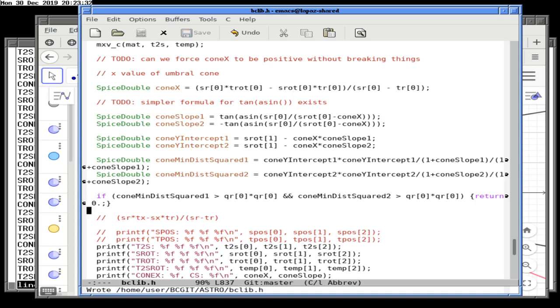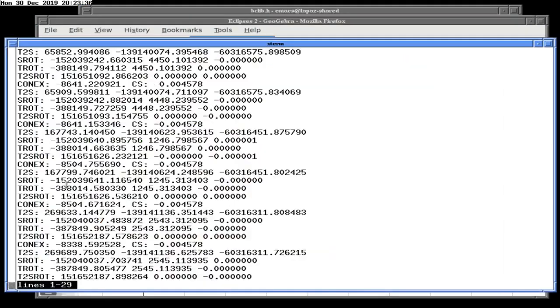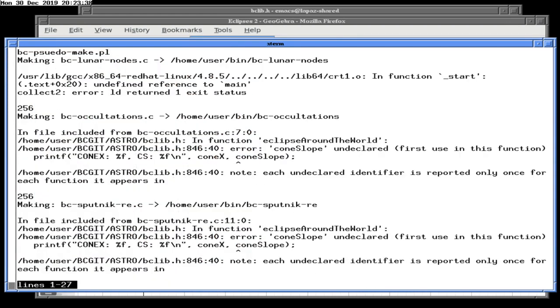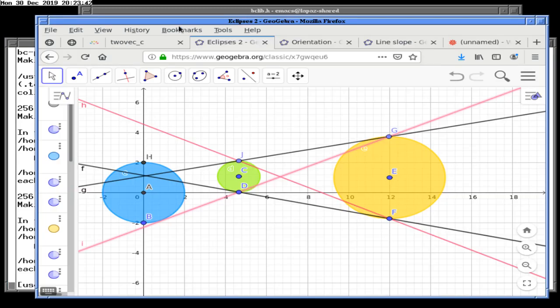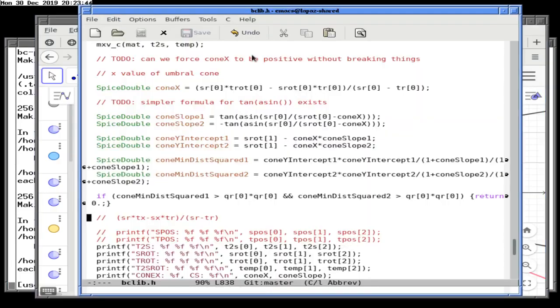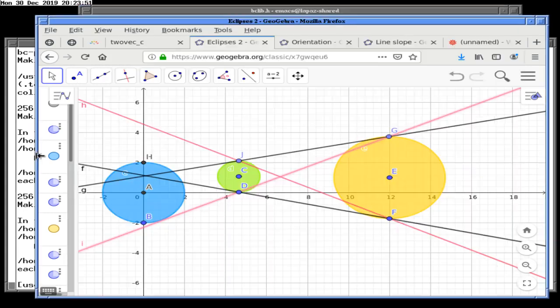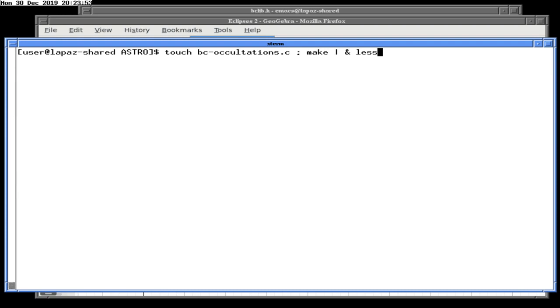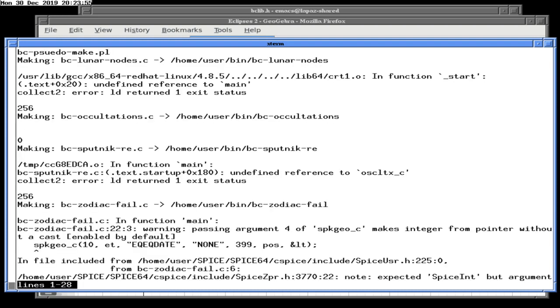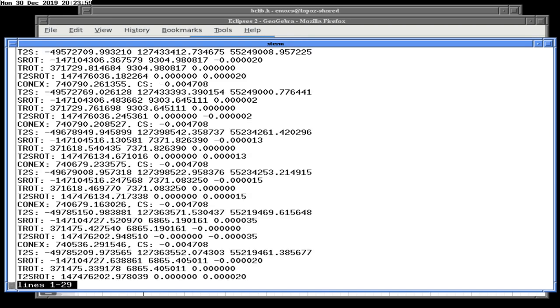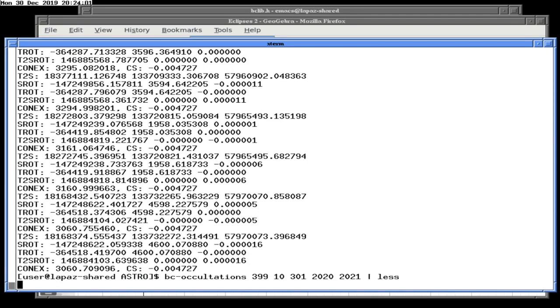But there are all sorts of weird things that are going to go on here. First, let's see if this compiles. That's always one of the good things, to see if something compiles. Yep. Cone slope. I'm not even printing it, but it needs it to be a valid variable, which actually does make sense. Okay, awesome, it compiles. And hopefully it gives us only a few values.